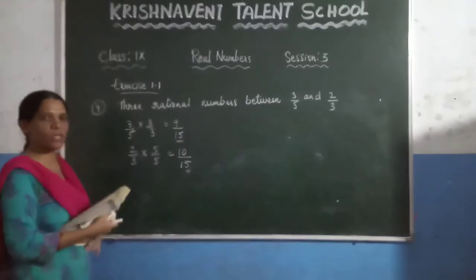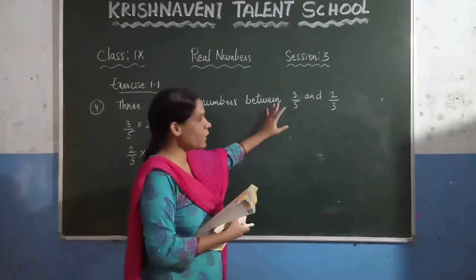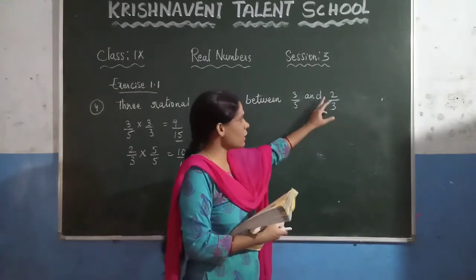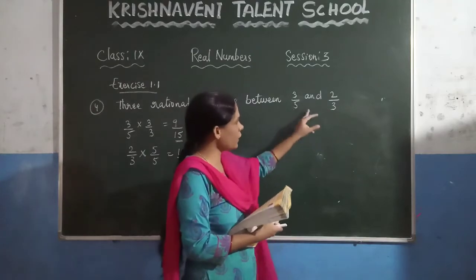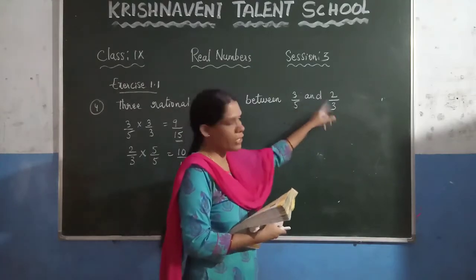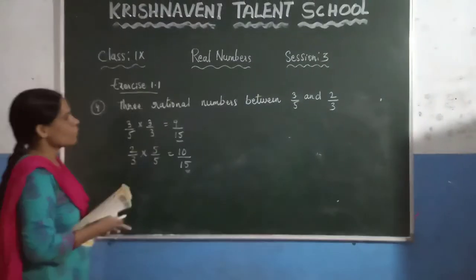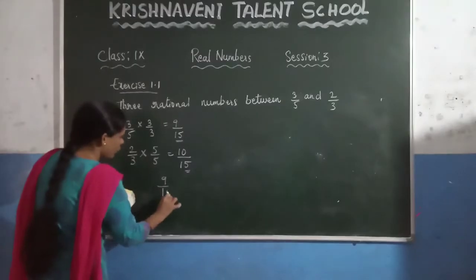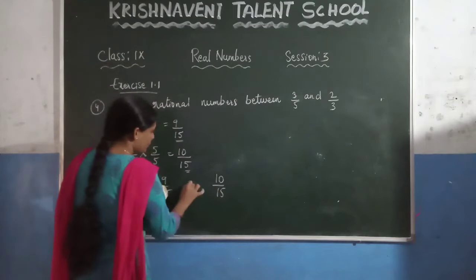So how do you make the denominators equal? Just consider the number and multiply and divide it with the other number's denominator. Take this number and multiply with 3 by 3. Take this number and multiply with 5 by 5. So that we are making the denominators equal. So what will the numbers become? 3 by 5 will become 9 by 15 and 2 by 3 will become 10 by 15.